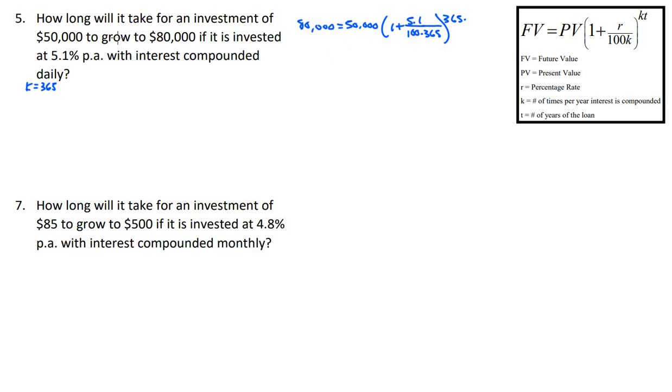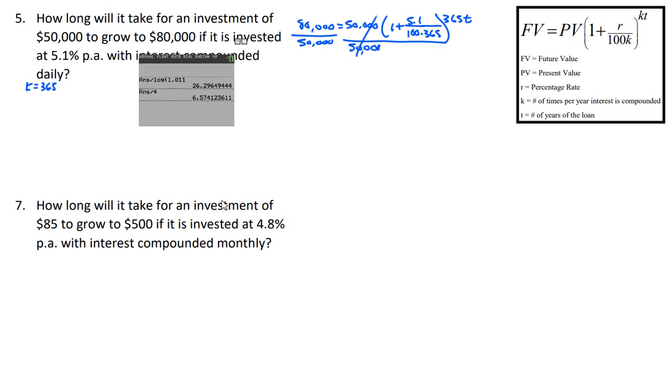And that's going to be for, we're trying to figure out how long that's going to be for. So for times t. Okay? First step, divide both sides by 50,000. That goes away, so really that's just 8 divided by 5, because all the zeros are going to cancel out, and that gives us 1.6. So we get 1.6 here equals, and let's figure out what this 1 plus 5.1 over 100 times 365 is. 36500 is going to be this number here, right?